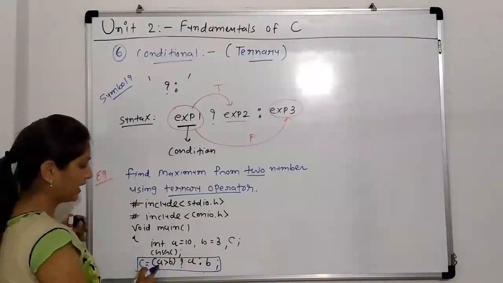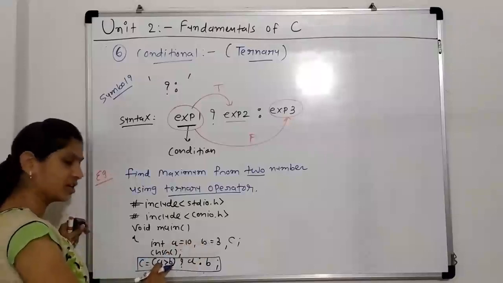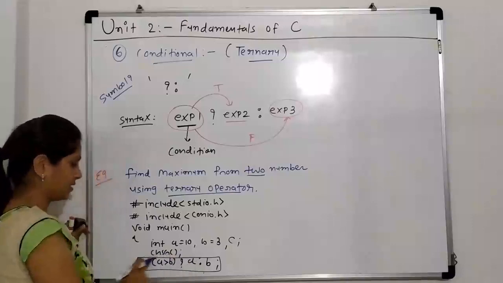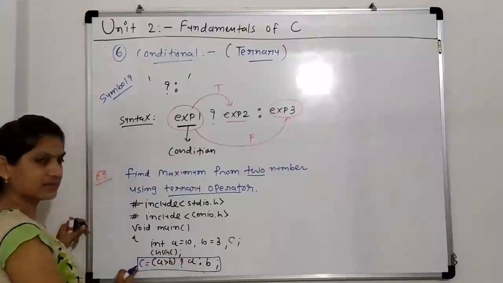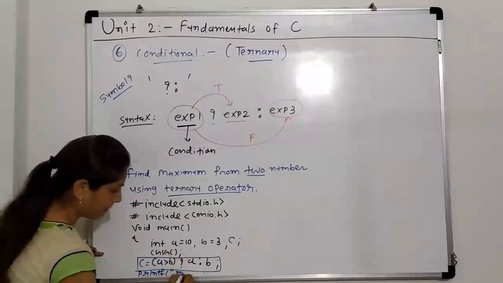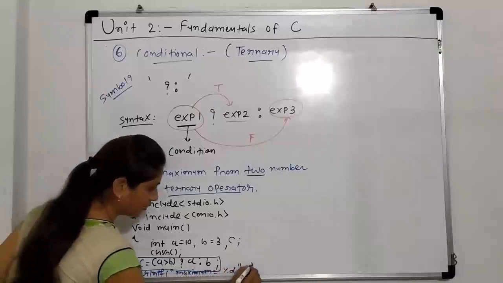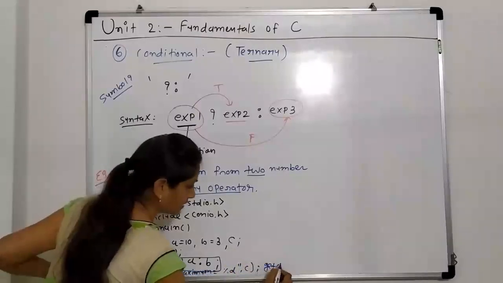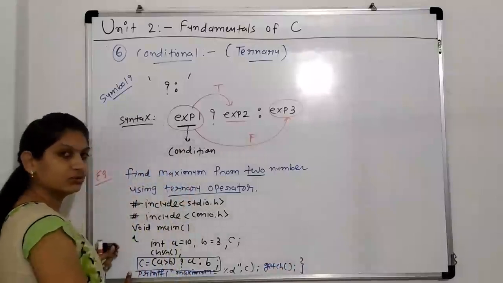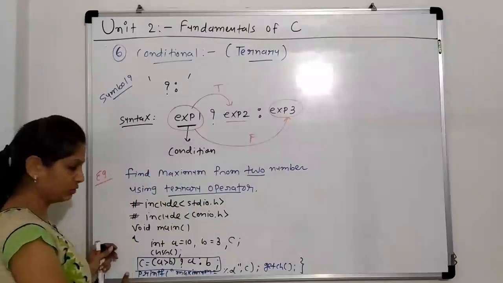So right now A is 10 and B is 3. Is 10 greater than 3? Yes, the condition is true. So jump to the part after the question mark, that is A. So C becomes A and our answer is displayed here. Printf maximum equals percentage d and the value of C. And after that, lastly we write getch and complete. Clear? So this is the use of the ternary operator for finding the maximum from two numbers.